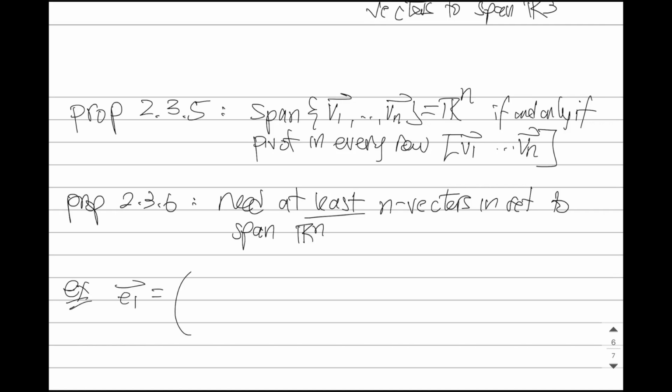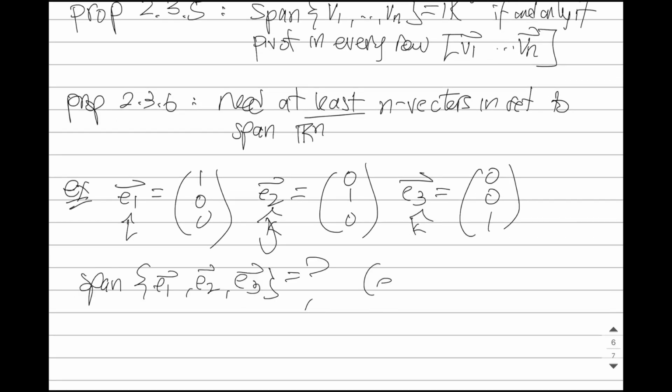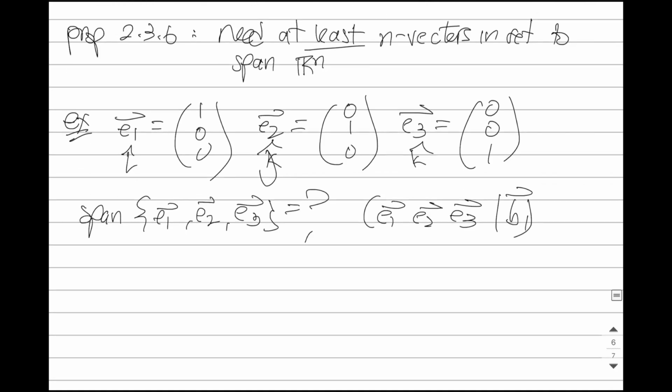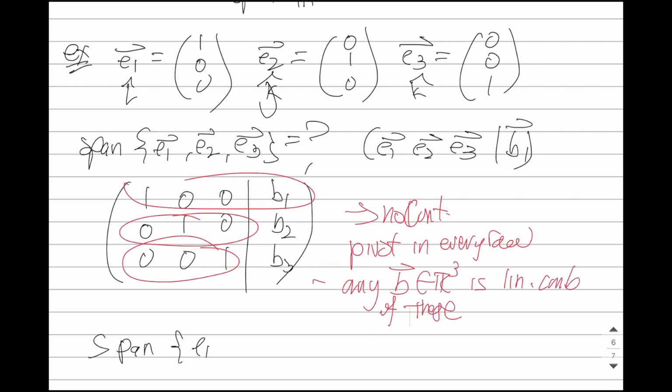If I give you, for example, these three vectors, in physics, they like to call these I, J, and K. In math here, we're going to call them E1, E2, and E3. They're going to come up over and over and over again. If I were to put these into a system, you'll be able to see immediately that it doesn't really matter what I put on the other side, they will be able to span R3. There are no contradictions. I will have a pivot in every row, and any vector b in R3 is a linear combination of these. That means the span of these vectors is in fact all of R3.